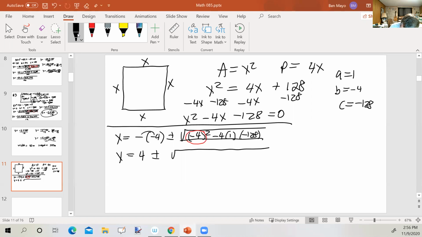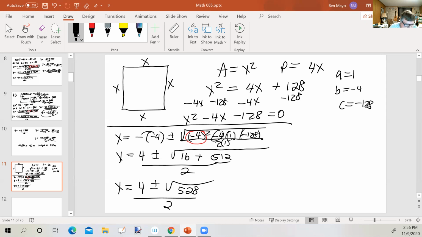Oh, you know what? I forgot to divide that whole thing by what? 2a? So 2 times 1. Okay. So 4 plus or minus the square root of negative 4 squared, which is 16, and then minus times minus is plus, and we've got what? Four times 1 times 128, which is 512, all over 2. So x equals 4 plus or minus the square root of, let's see, 512 plus 16 is 528, all over 2.